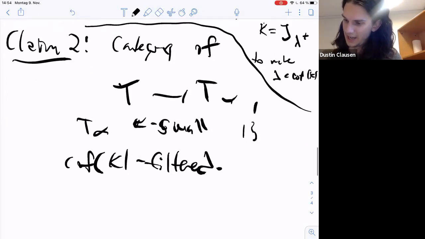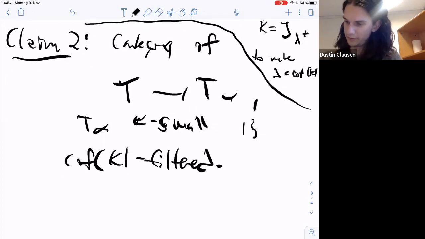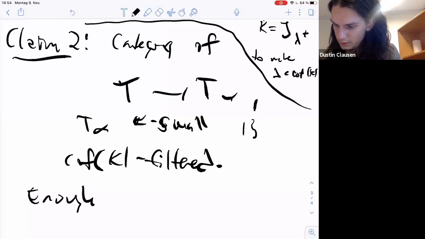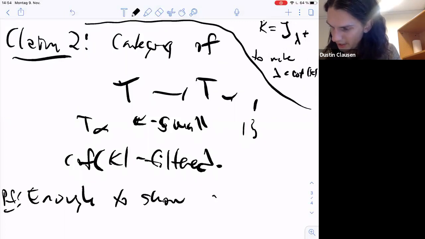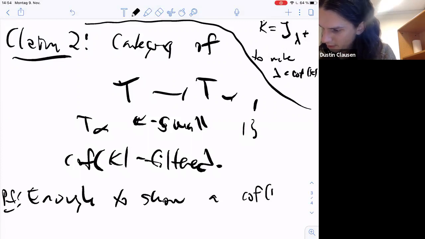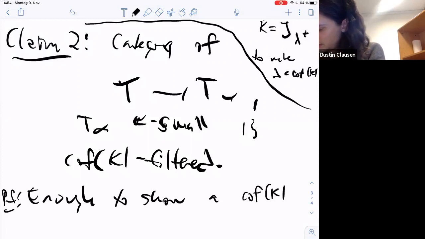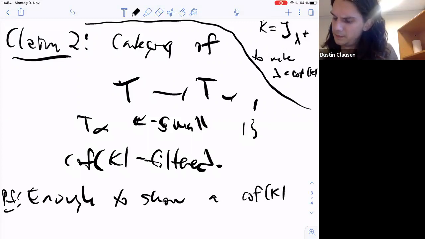And then why is this category cofinality of kappa co-filtered? It's enough to show that a, maybe I said this wrong.